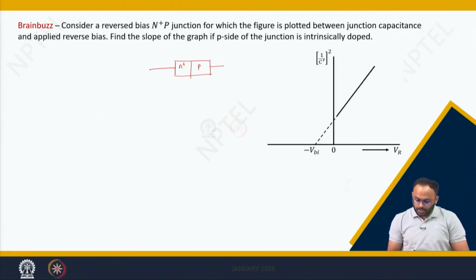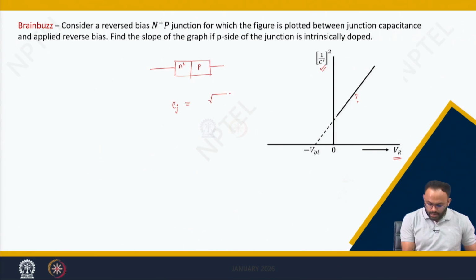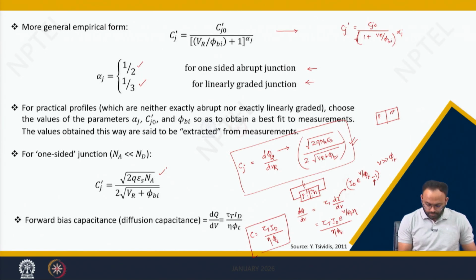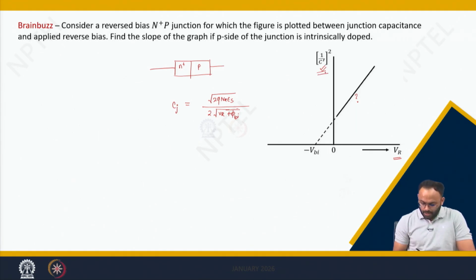Let's solve a problem, which is given as we do have an n plus p junction, and there is a graph plotted between the junction capacitance per unit area with respect to reverse voltage. Find out the slope of this graph. So, as we just derived, the junction capacitance of a one-sided junction can be given by square root of 2 into q into epsilon s into Na divided by 2 into Vr plus phi bi. Let us do something which is comparable to this.